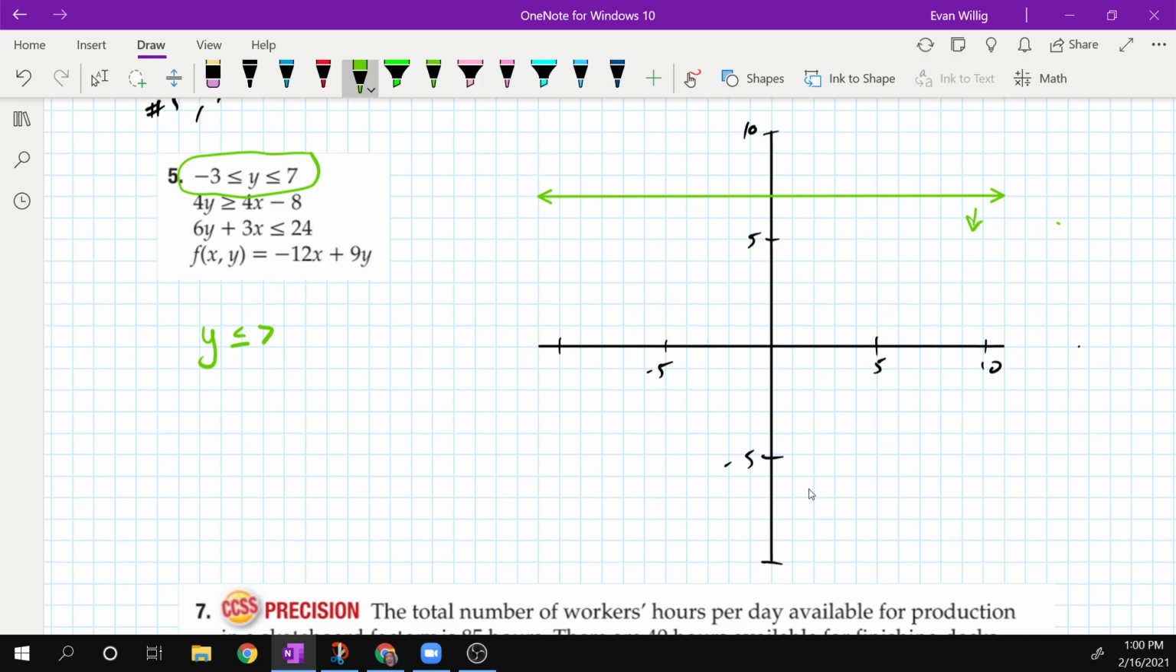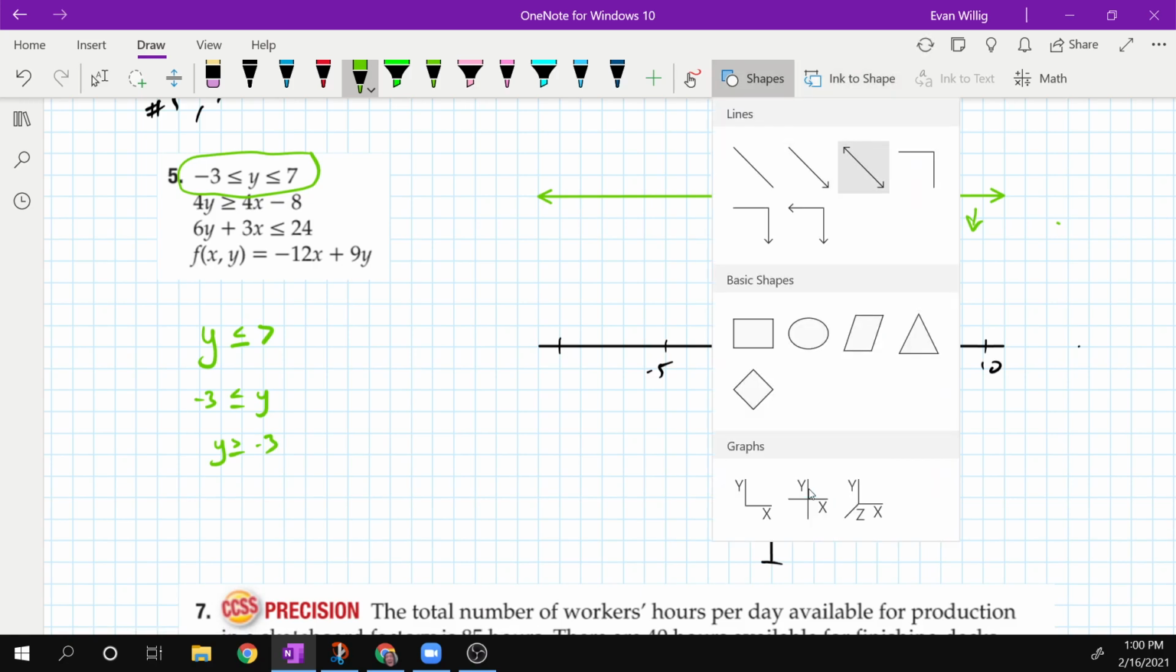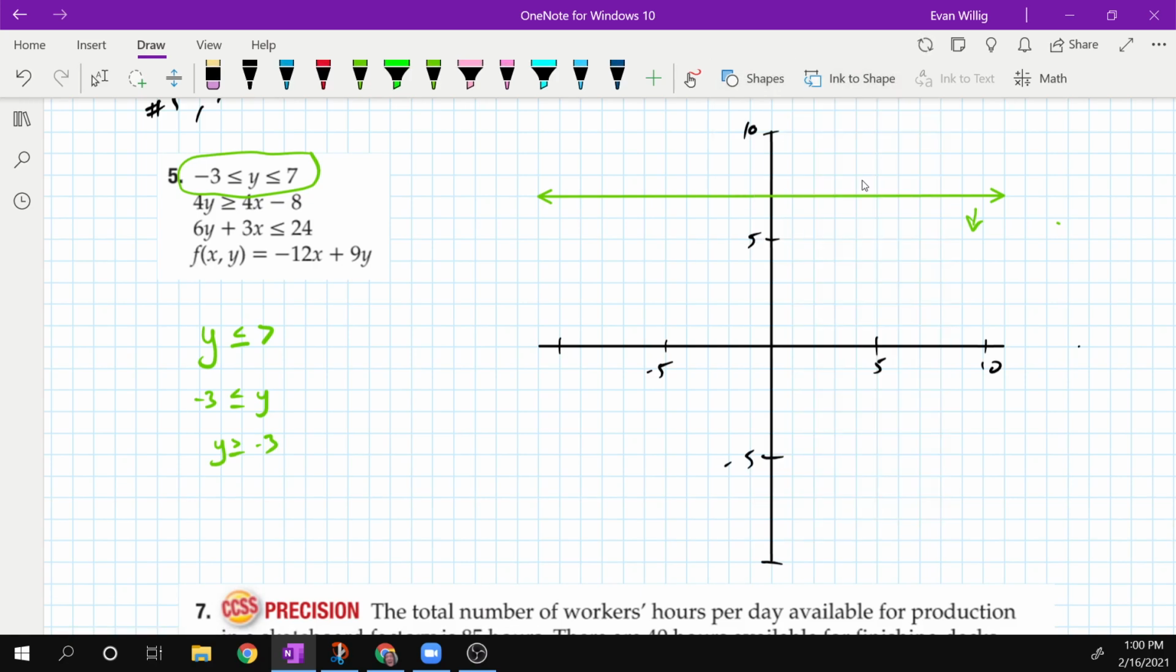And if I had negative 3 is less than or equal to y, what I really have is y is greater than or equal to negative 3. So it's another horizontal line at negative 3. So I go to negative 3, make another horizontal line, and of course I am going to go up.